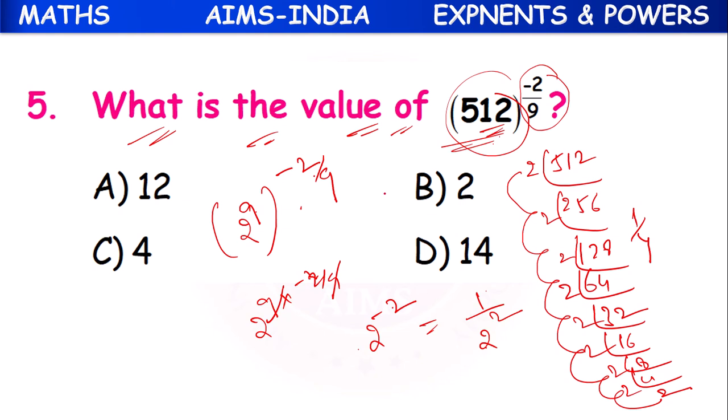So here the option 1/4 is not there. So the D option is to be changed to 1/4. It's a print mistake. So change the D option to 1/4. Then D option 1/4 will be the correct option.